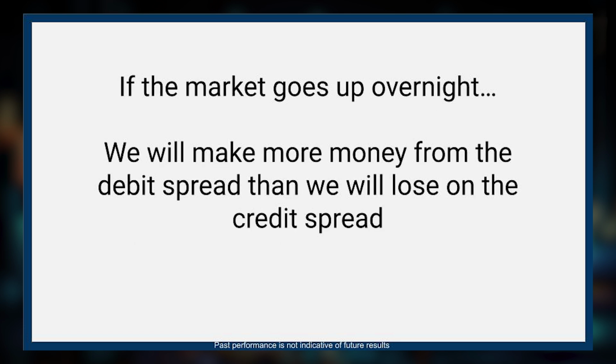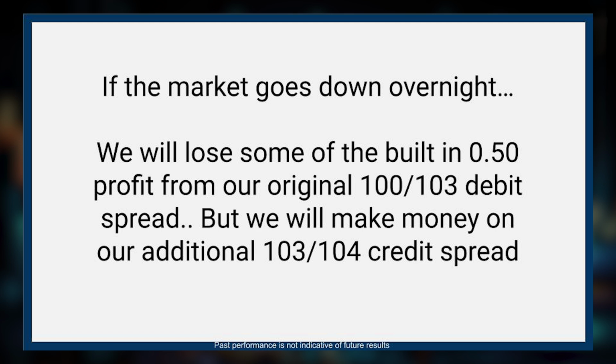Now, if the market goes up overnight, we make more money from the debit spread that we had long, but we lose on that credit spread. If the market goes down overnight, we will lose some of the built-in 50-cent profit from our original 100 to 103 debit spread, but we'll make money on that additional bearish credit spread that we sold.